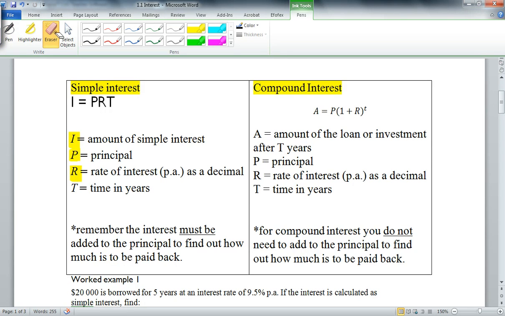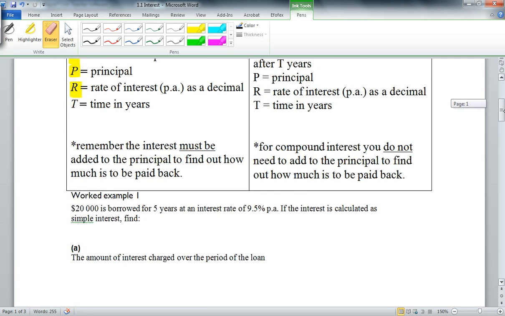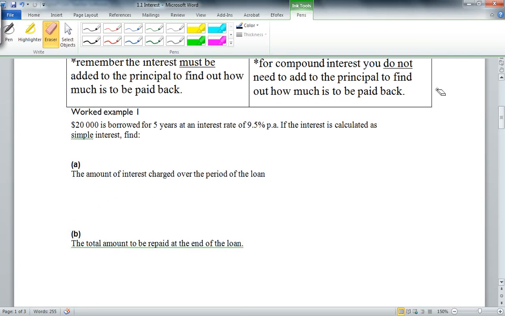Alright, remember when using this formula, the interest must be added to the principal to find out how much is to be paid back. Alright, so let's look at a simple interest example.